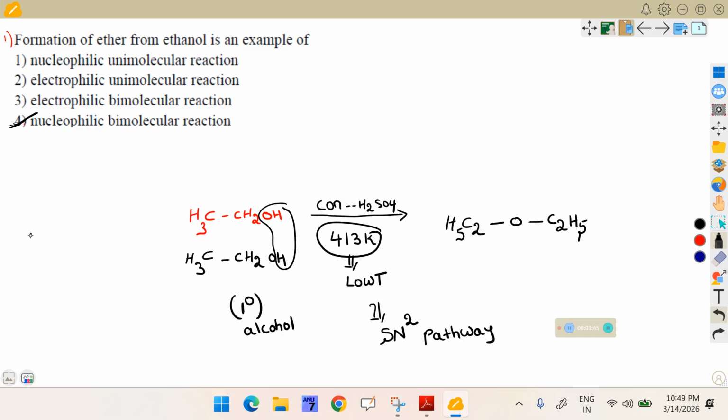Suppose the alcohol is secondary or tertiary, then it follows the SN1 pathway. Secondary or tertiary alcohols follow the SN1 pathway. But here it is clearly mentioned formation of ether from ethanol. Ethanol is a 1 degree alcohol, so it follows the SN2 pathway. That's the reason this is considered a bimolecular nucleophilic substitution reaction.